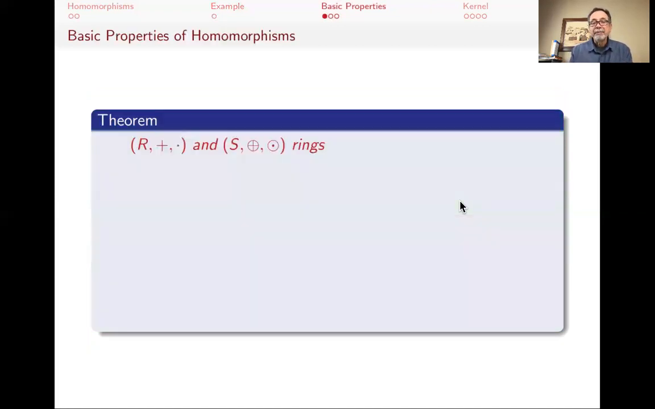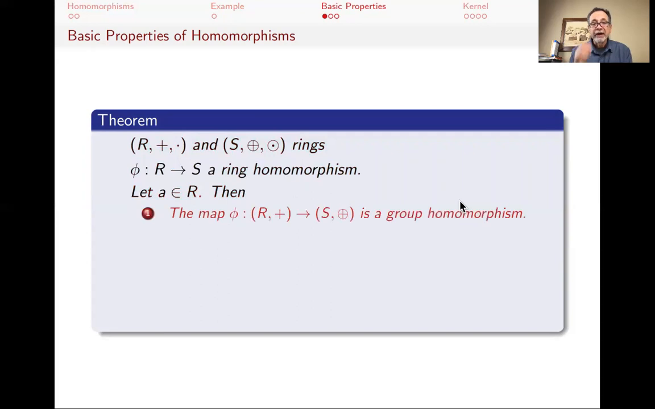Some very basic properties of homomorphisms. So we'll take R and S to be our two rings, and just for emphasis, I've given different names to the addition and multiplication of R and S: R with plus and dot, and S with circled plus and circled dot are our rings. And let's say that we have a homomorphism phi from R to S, R is the domain, S is the codomain. If you take a in R, an element of R, then we can say the following thing.